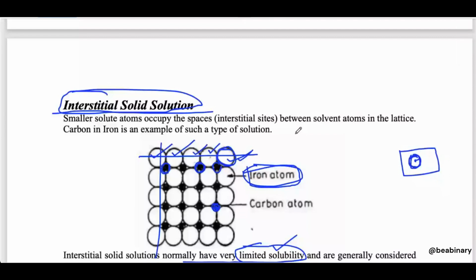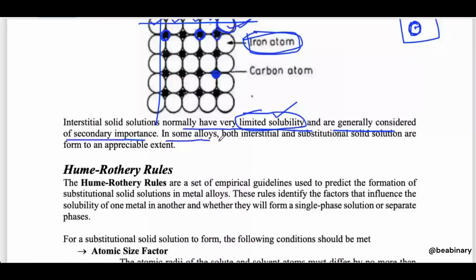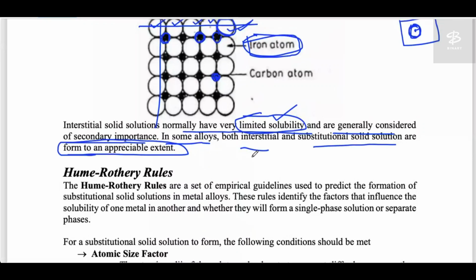Consider that in some alloys, both interstitial and substitutional solid solutions form to an appreciable extent. That means a special kind of alloy in which both can easily happen, or which can be done in both forms. But mostly, normally, generally, we do not have that much in the case of interstitial.